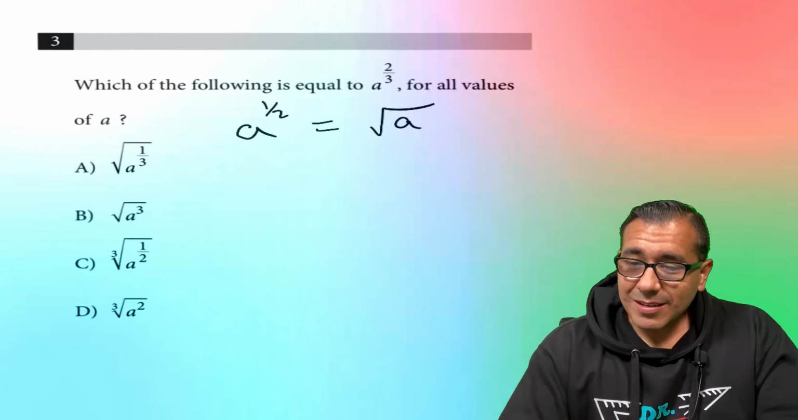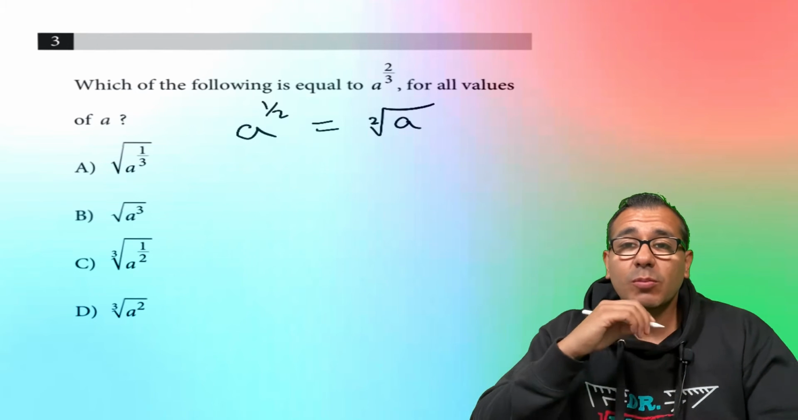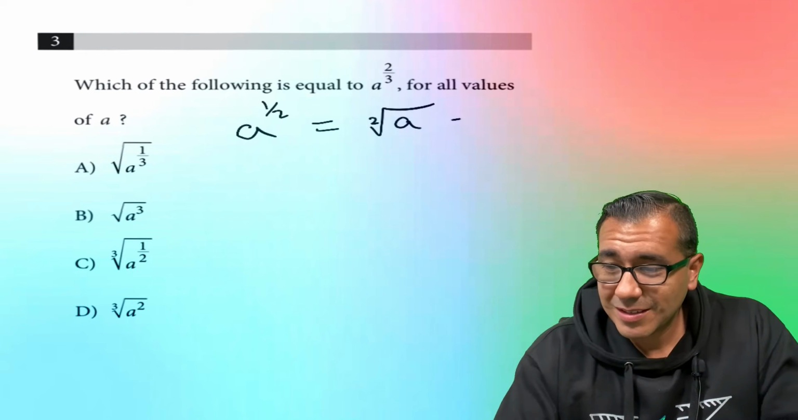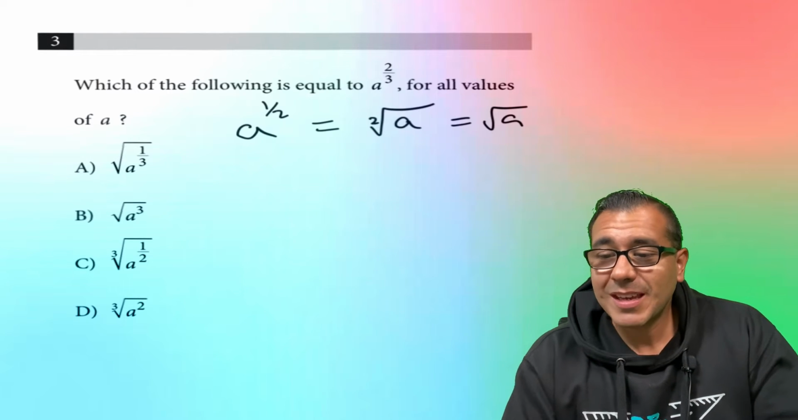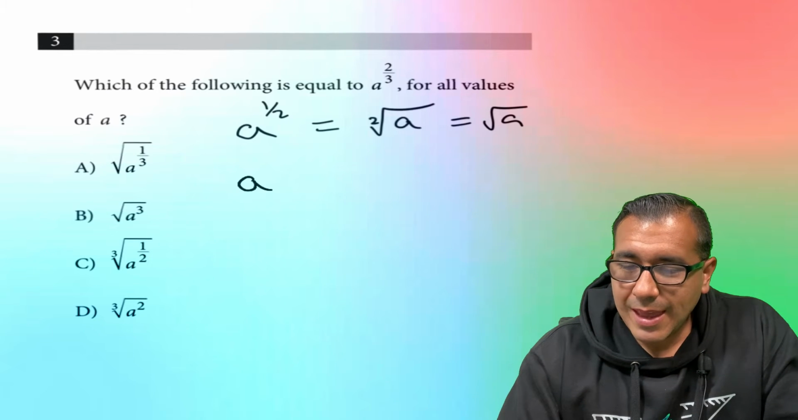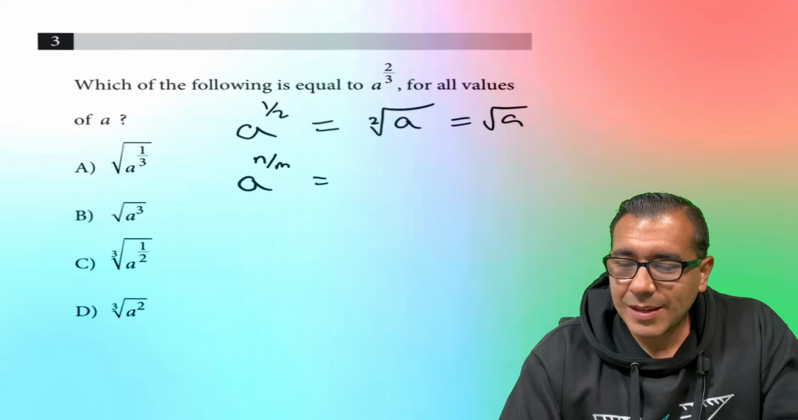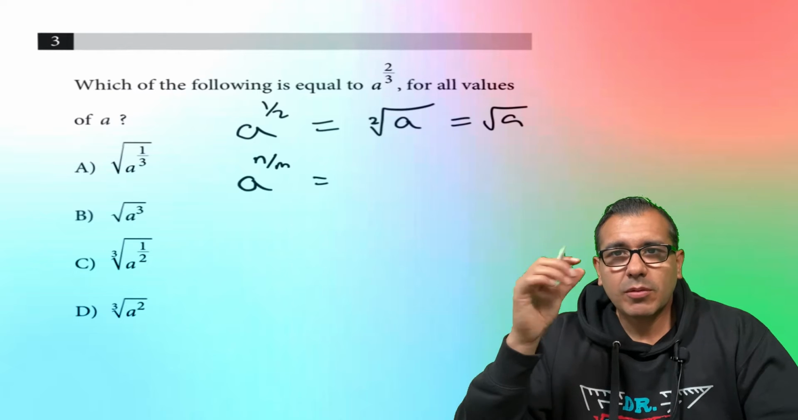The reason is, whenever you have a square root, there's an invisible 2 right there as the index. So this is the same thing as just the square root of a. All three of these mean the same exact thing, because we have a rule that says this: a raised to the n divided by m. That's a rational exponent, which just means our exponent's a fraction.